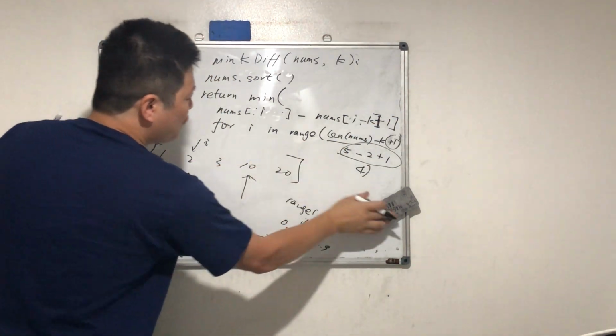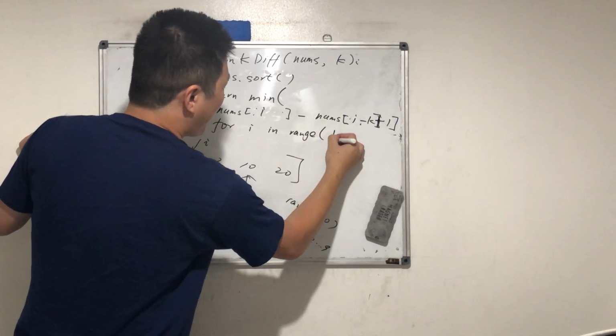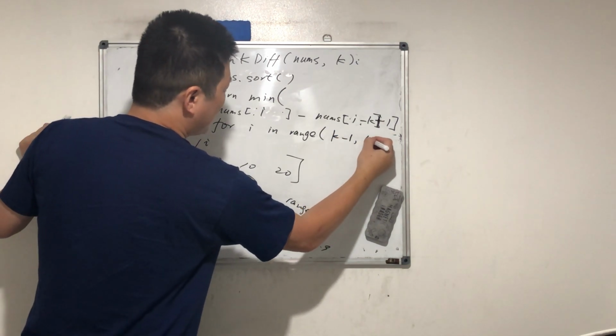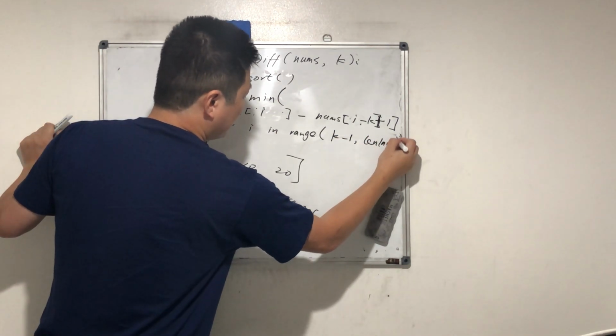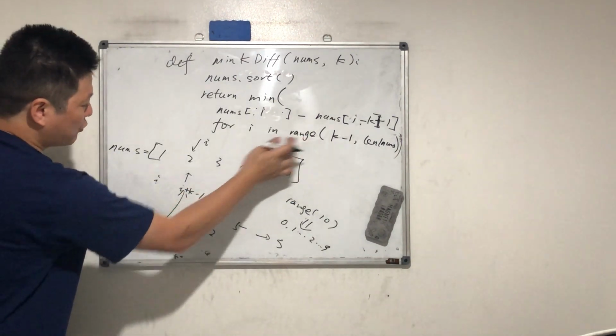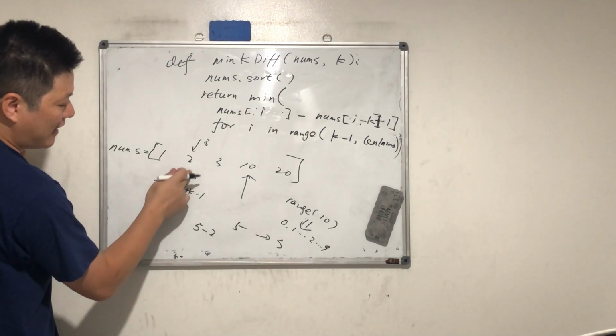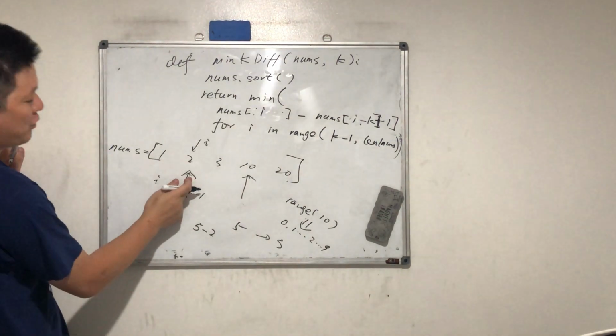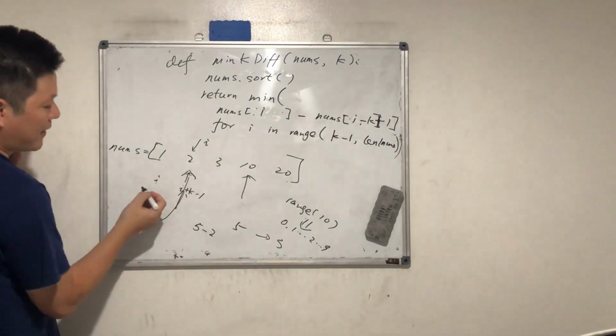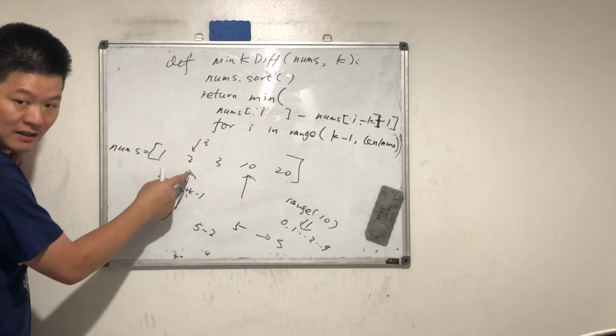And then for i in range k minus 1 up to length of nums. Right? Because the first index will be 0, 1, if this is k, right? And this will go to the end, and then you look for nums[i] minus nums[i - k + 1]. Does it make sense? Yeah?